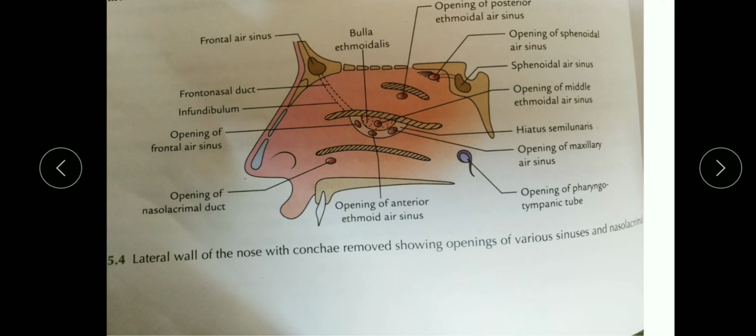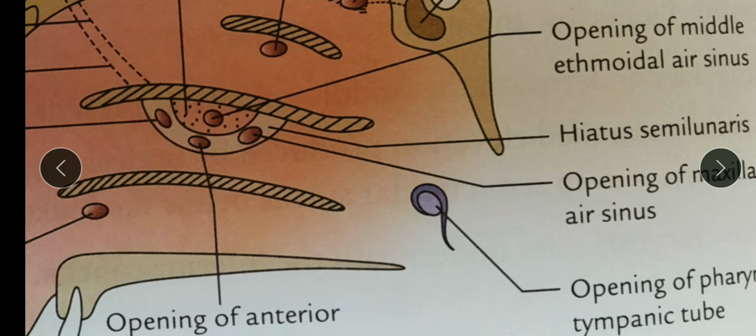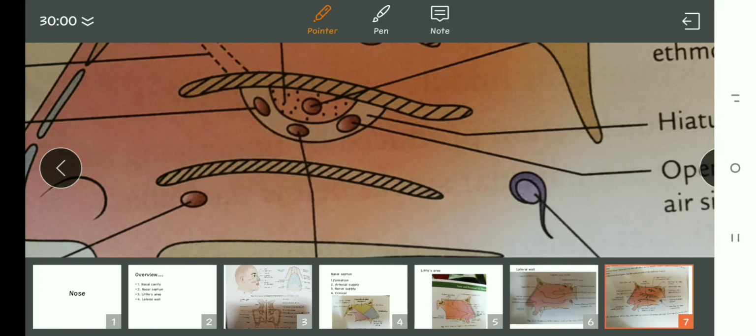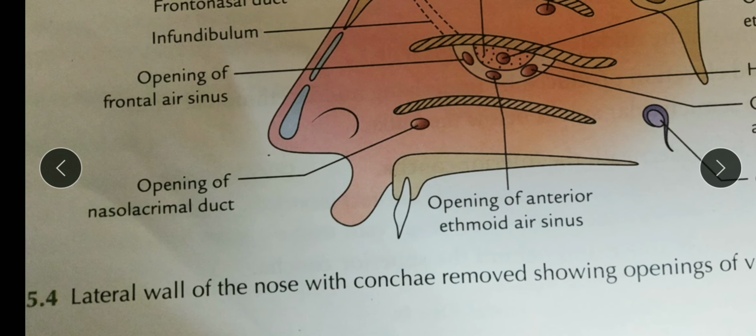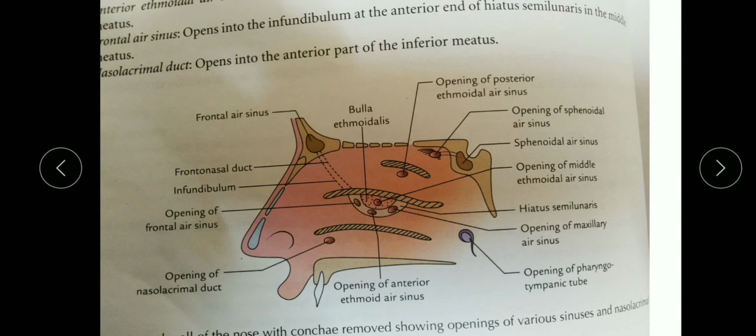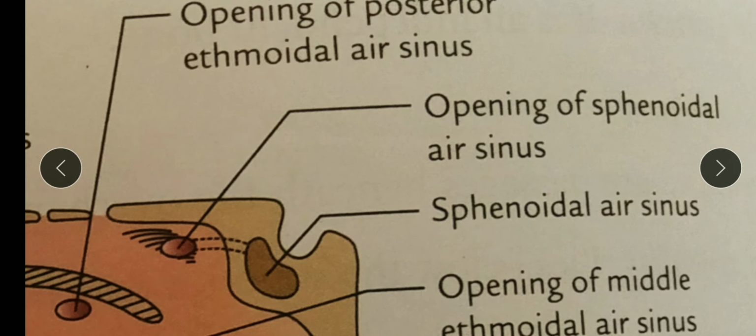Inferior meatus is the largest and lies below the inferior concha. So this shaded portion is the inferior meatus, and below this there is an opening for the nasolacrimal duct. Also there is one more sinus which is known as the sphenoidal air sinus.